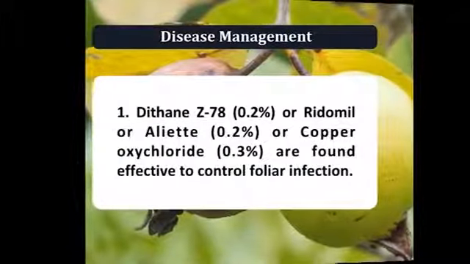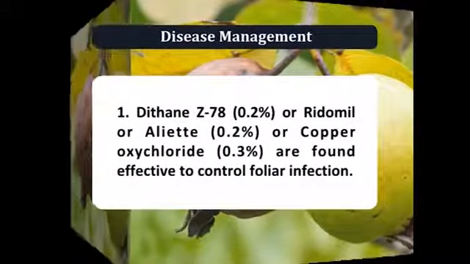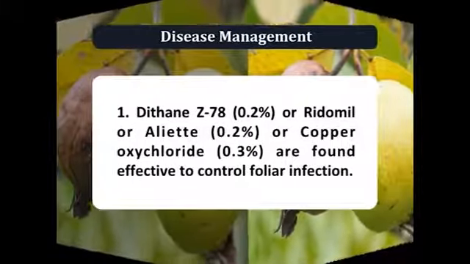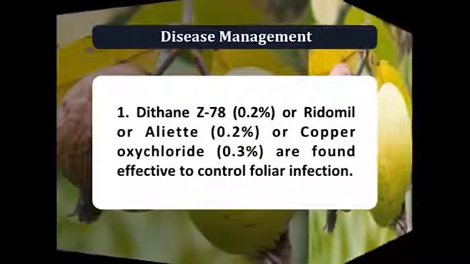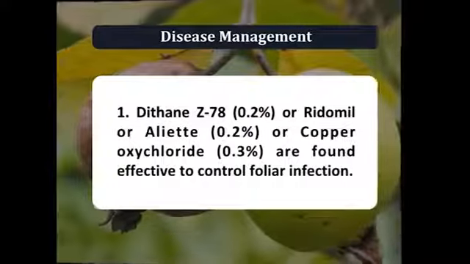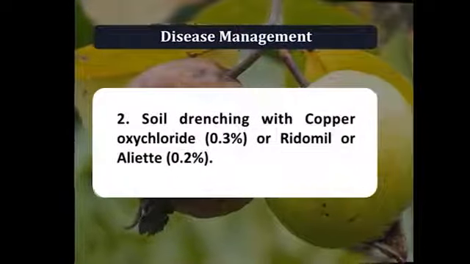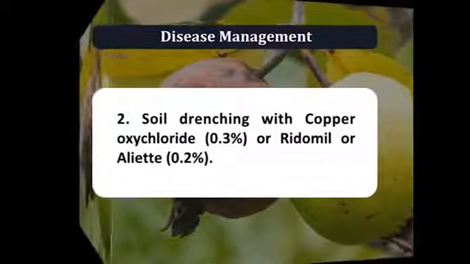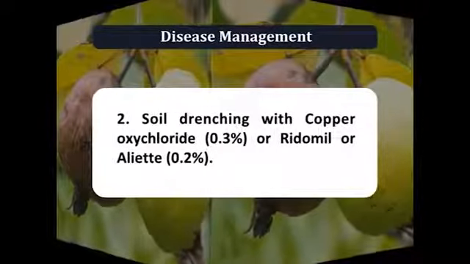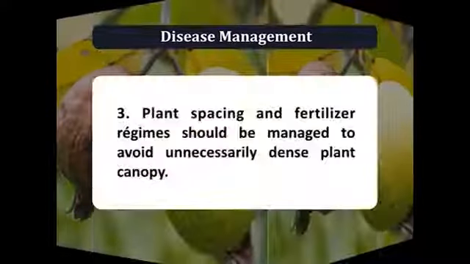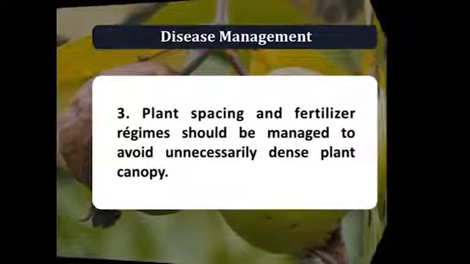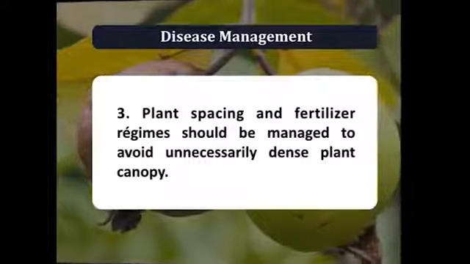Next is the management of the disease. Dithane Z-78 at the rate 0.2%, or Ridomil or L-80 at 0.2%, or copper oxychloride at the rate 0.3% are found effective to control foliar infection. Soil drenching with copper oxychloride at the rate 0.3% or Ridomil or L-80 at the rate 0.2%. Plant spacing and fertilizer regimes should be managed to avoid unnecessary dense plant canopy.